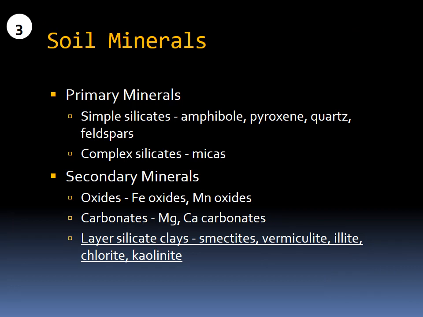Of course, when you look at the primary minerals, you have different ones, like simple silicate, amphibole, pyroxene, quartz, feldspar, and others, as you have seen in the table. But the secondary minerals consist of oxides like iron and manganese oxide, aluminum oxide, carbonates, magnesium and calcium carbonate, and also the clay silicate minerals, including smectite, vermiculite, illite, chlorite, and kaolinite. Now, don't bother yourself with these. We're going to learn more about these types of silicates, clays.